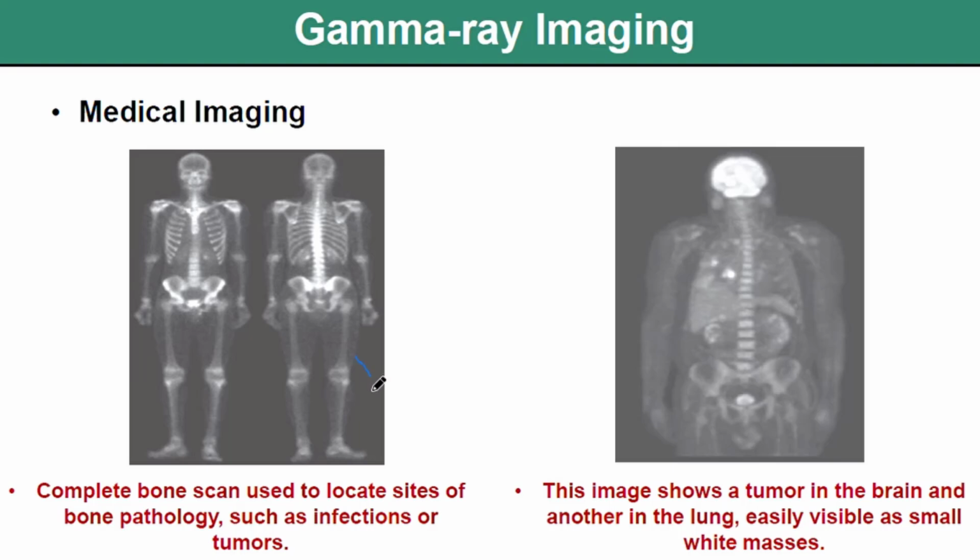The first one is a complete bone scan, used to locate sites of bone pathology such as infections or tumors. So this bone scan image is used to identify infections or tumors present in bones. From this image, you can obtain the tumor parts. Here in the head there is a tumor, the white part is the tumor, and in the chest also there is a tumor. Yes, you can get the information of these two tumors by using gamma ray imaging.